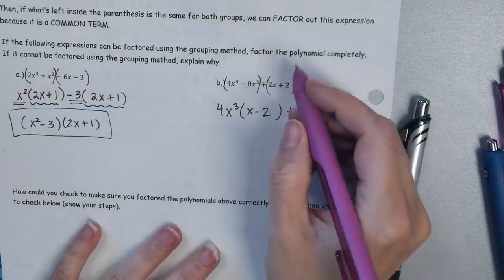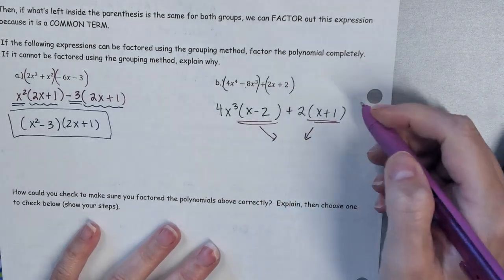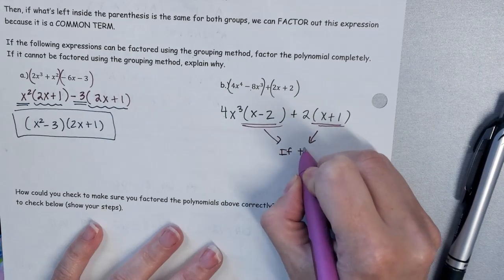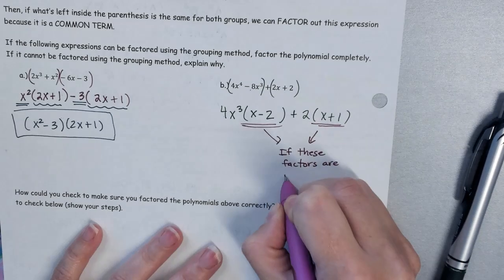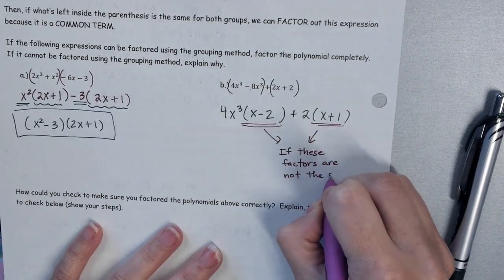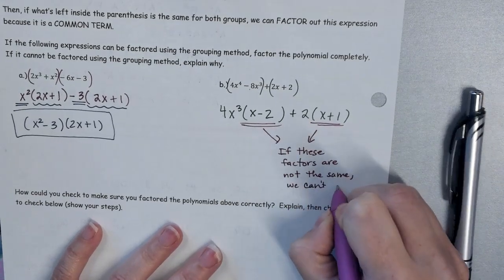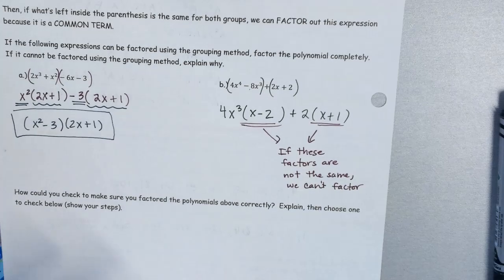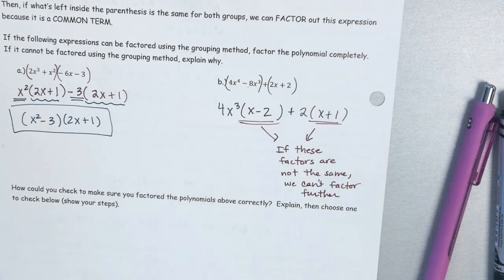So if these do not match, which is what we have here, if these factors are not the same, we can't factor. So you can't factor it by grouping.